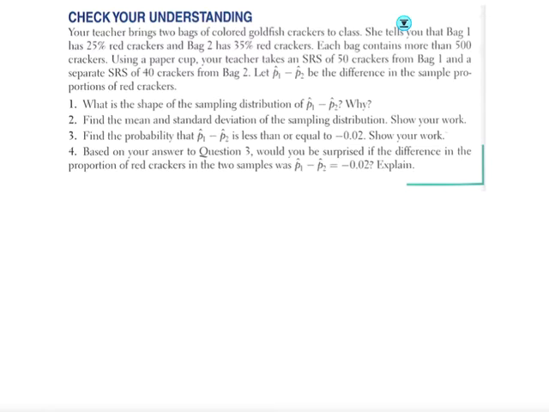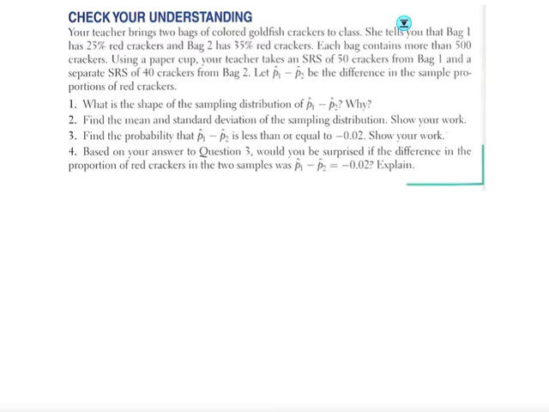So, check your understanding. Your teacher brings 2 bags of colored goldfish crackers to class. She tells you that bag 1 has 25% red crackers and bag 2 has 35% red crackers. Each bag contains more than 500 crackers. Using a paper cup, your teacher takes a simple random sample of 50 crackers from bag 1 and a separate simple random sample of 40 crackers from bag 2. Let P hat 1 minus P hat 2 be the difference in the sample proportions of red crackers.